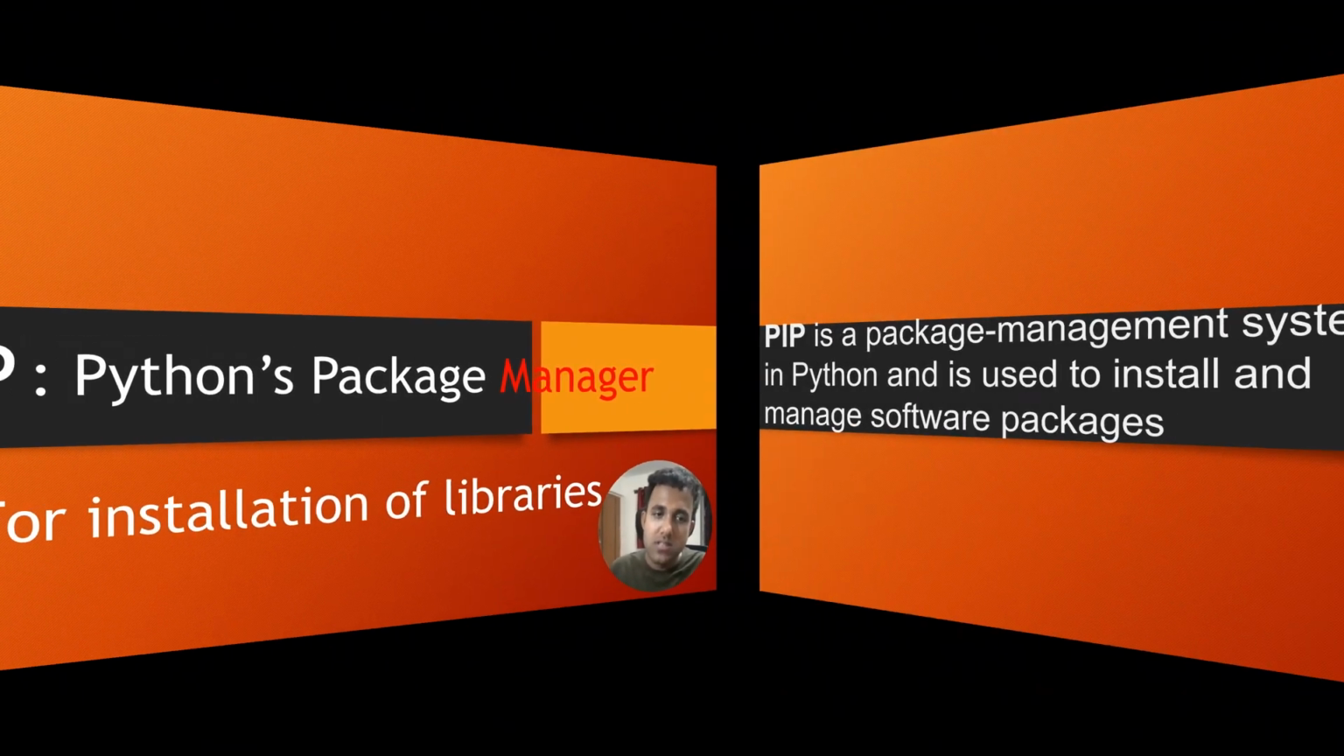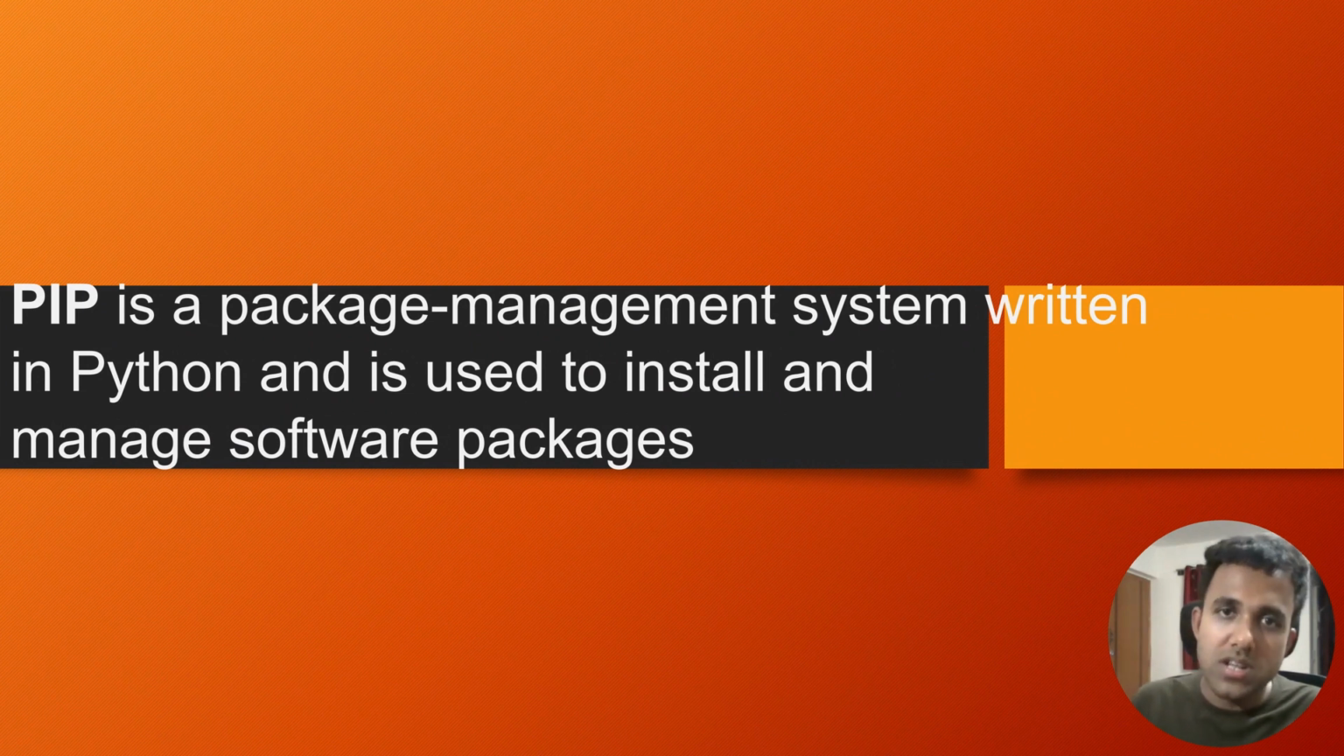And this is the definition according to Wikipedia. So a PIP is a package manager system written in Python and is used to install and manage software packages.